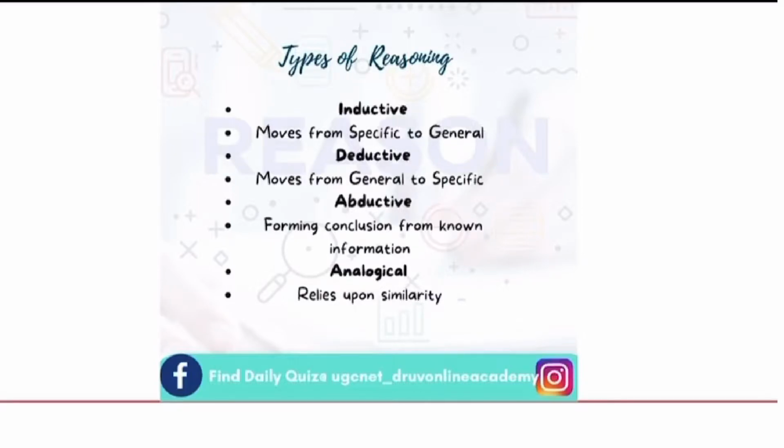Next, deductive reasoning. In deductive reasoning, we move from general ideas to form specific conclusions, from general to particular. So in this type, a top-down approach is followed.